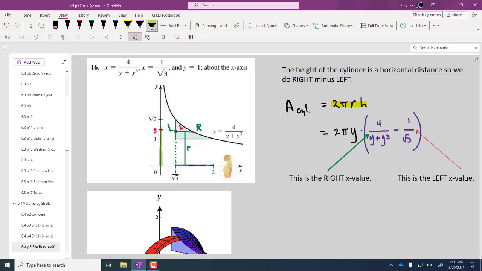So we look at our two curves. The curve on the left is just this vertical line. X is already isolated here. X is going to be that 1 over root 3. The right curve, oh, they did isolate x for us. If they gave us this curve written as an isolated y, we would have to rewrite it so that it was an isolated x. So once it's written as an x value, once it's written in the form that measures horizontal, then we do that right x minus the left x. So that'll give us the height of the cylinder.